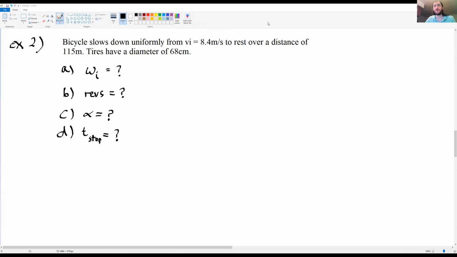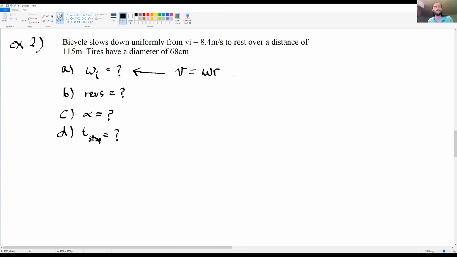Well, just start with the first part. Use what we just discussed. So there's a reason I just went over that. This is an example of a problem with rolling without slipping. And so that means that this quantity right here is related to the velocity by this expression, because this is rolling without slipping.